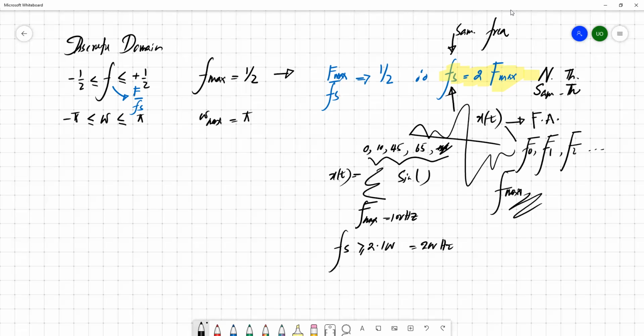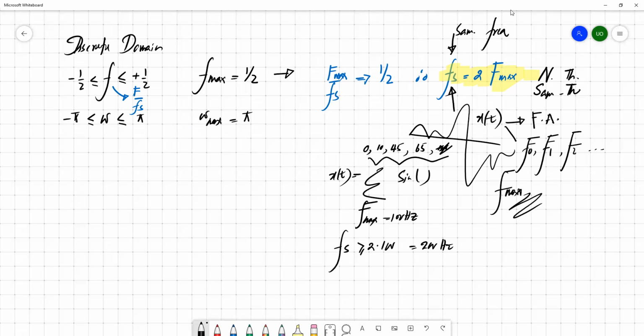If you select your sampling frequency as 200 hertz, then you can have a unique xn, which is the discrete form of xt. If you select something else, for example, a 100 hertz sampling frequency for xt, then you cannot capture certain features of xt using this xn.